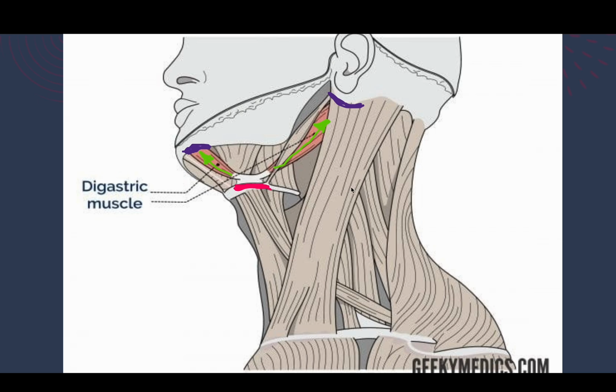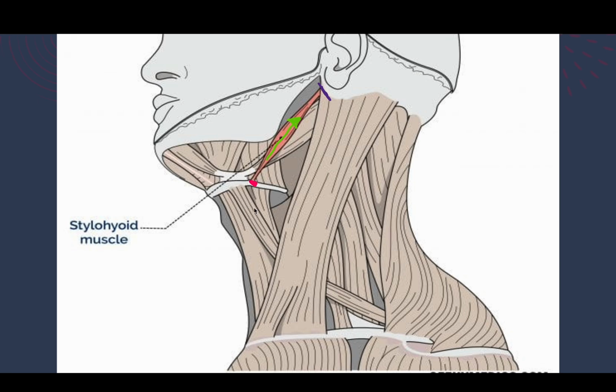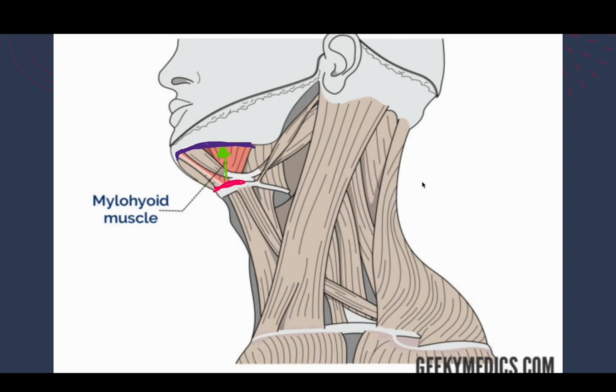Next, we move on to the stylohyoid muscle. As you see here, it originates up at the styloid process of the temporal bone, and then it inserts at the hyoid bone as well. And it's the same colors, purple for origin, pink for insertion, and then that line of pull is the green arrow. The mylohyoid muscle originates at the mandible and inserts at the hyoid bone as well. The line of pull is presented by the green arrow.